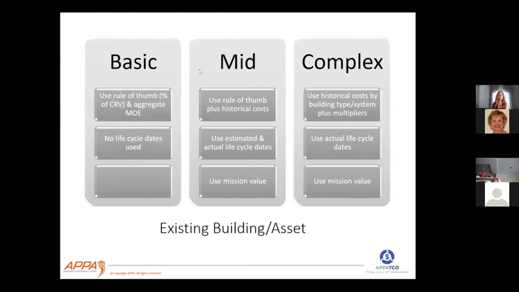And then complex is using historical costs by building type or system, and then we're adding in multipliers if needed for more complex systems. We're using actual life cycle dates, and then we're also using our mission value. And so it's basically what we talked about from basic all the way to complex. So that is for our new building.